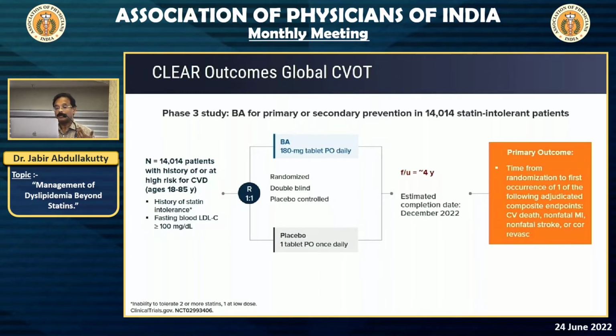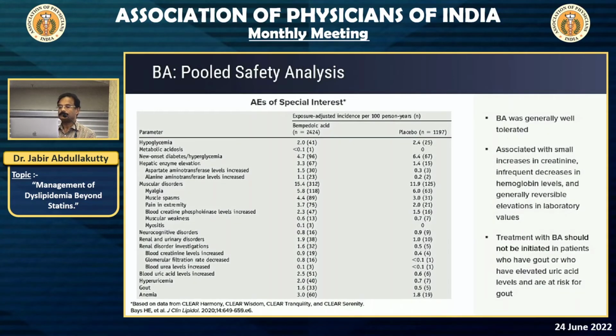This is a large number of patients, 14,000 plus patients who had a history of statin intolerance with a fasting blood LDL cholesterol of more than 100, randomized to placebo versus bempedoic acid 180 milligram, and bempedoic acid is a single dose tablet of 180 milligram.